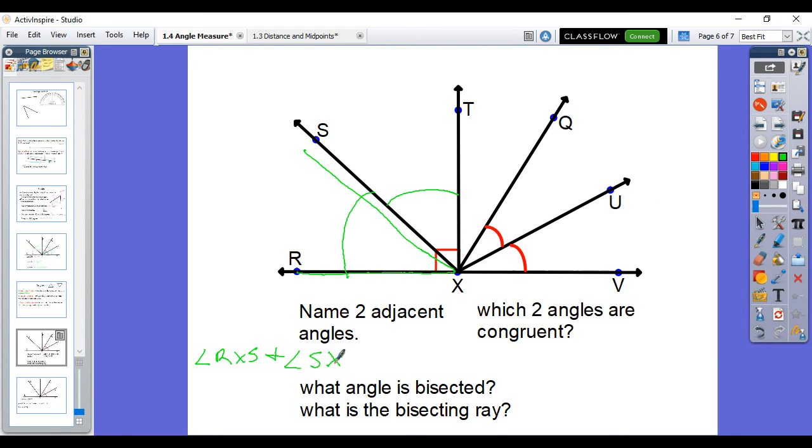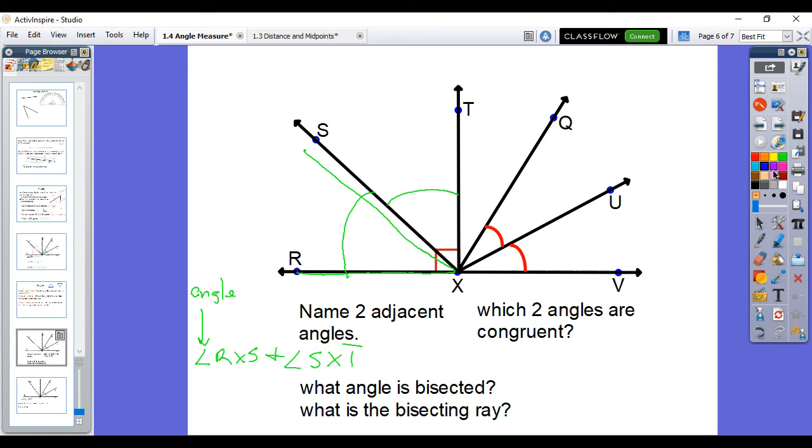Angle SXT. That's what this little sign means. You're referring to it as angle RXS, but instead of writing "angle" out every single time, we can just write the angle symbol. All right, so the next problem is asking: name two angles that are congruent, meaning exactly the same.